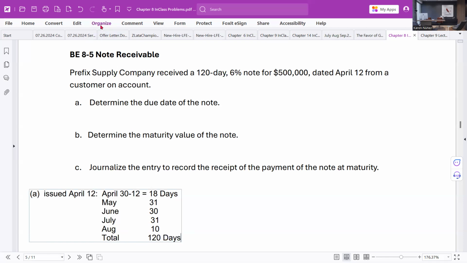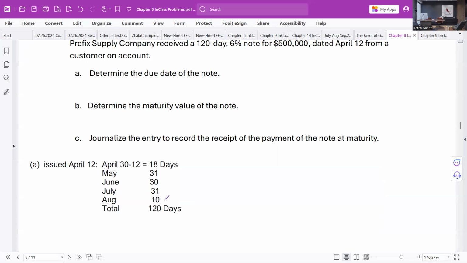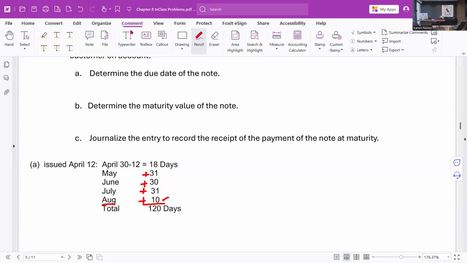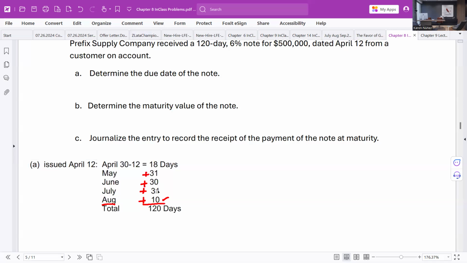So when is this note due? What is the due date of this note? The due date of this note is August 10th. That's our due date, because 18 plus 31 plus 30 plus 31 plus 10 is 120 days. In order to get from April 12th to 120 days in the future, we got to go all the way to August 10th. So A is our due date of August 10th.